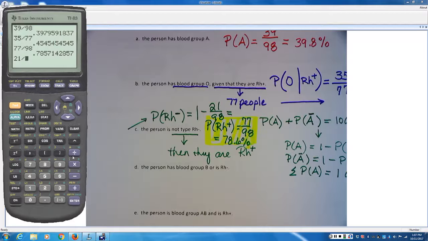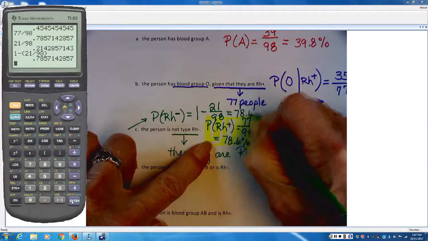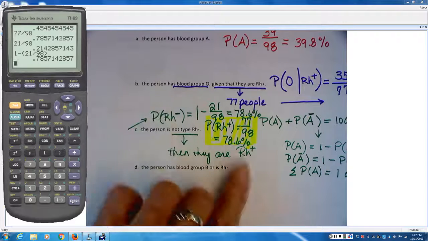21 divided by 98, and then take that answer and subtract it from 1. I should come up with the same number, and I did. So this is an illustration of this complement rule.